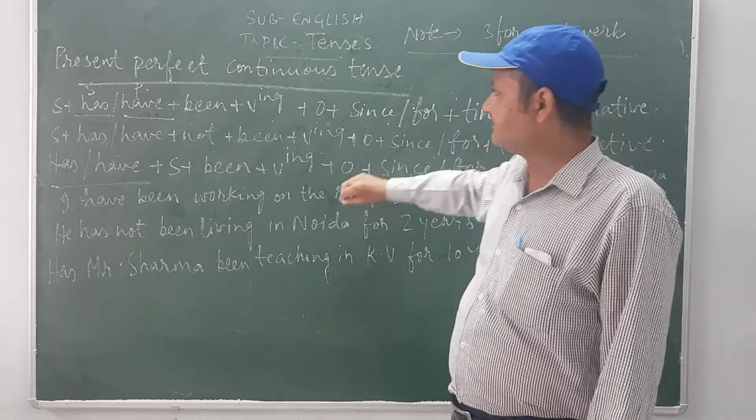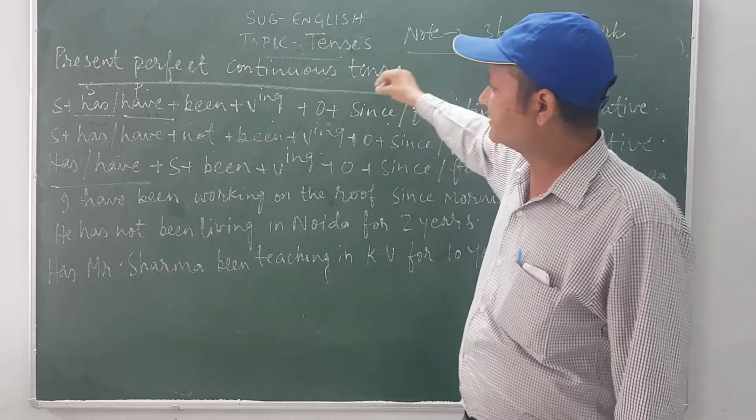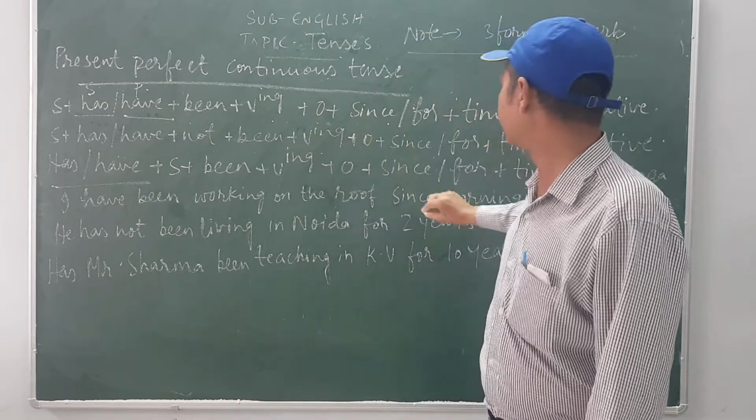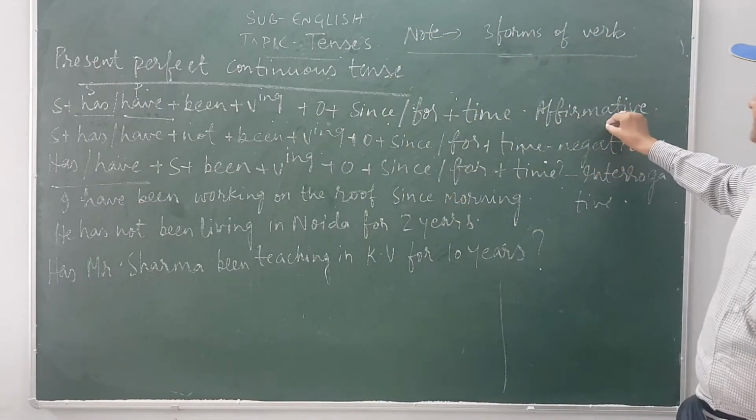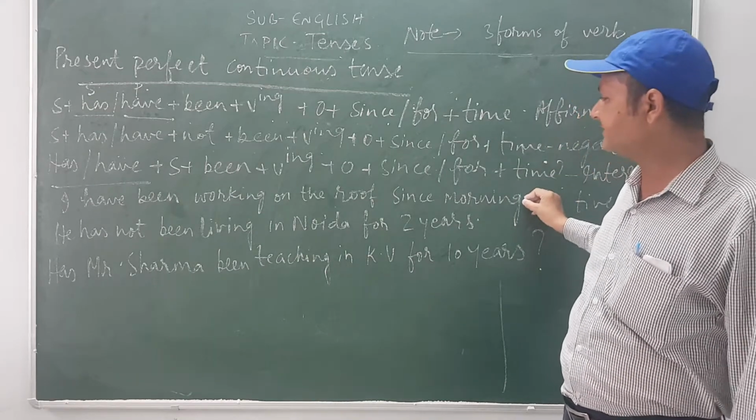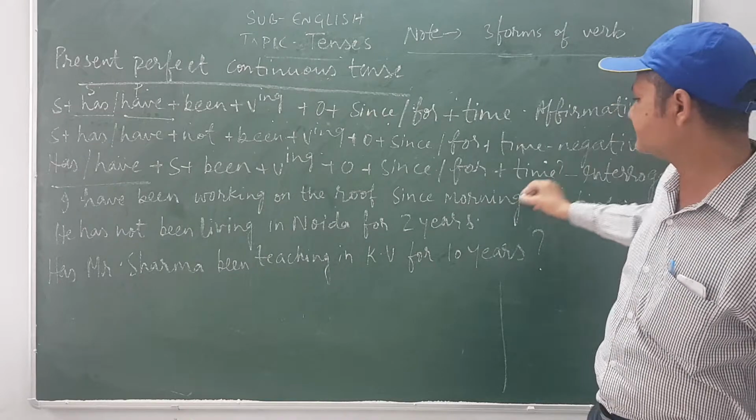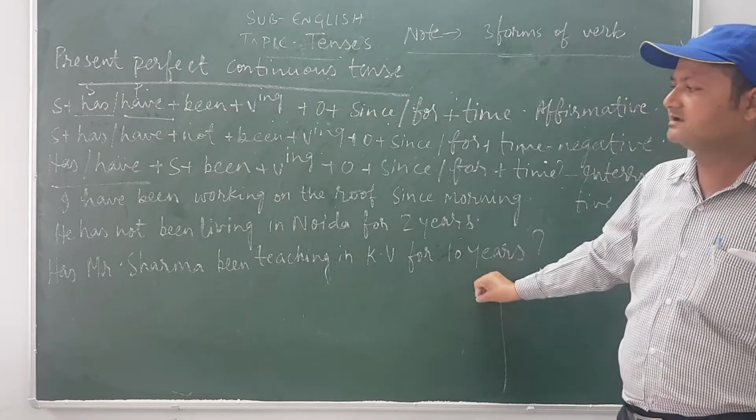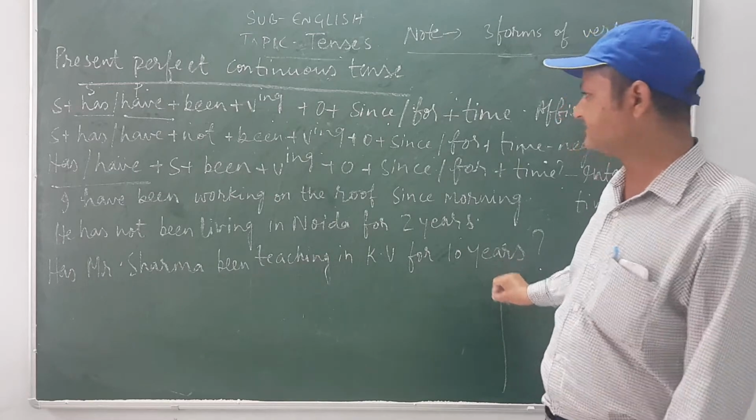Now you can see the examples of the present perfect continuous tense according to the format. Each and every sentence is given according to the format. The first format is affirmative, and the first sentence is also affirmative. Second is negative, the second sentence is also negative, and third is interrogative. The third example is for the interrogative sentence.